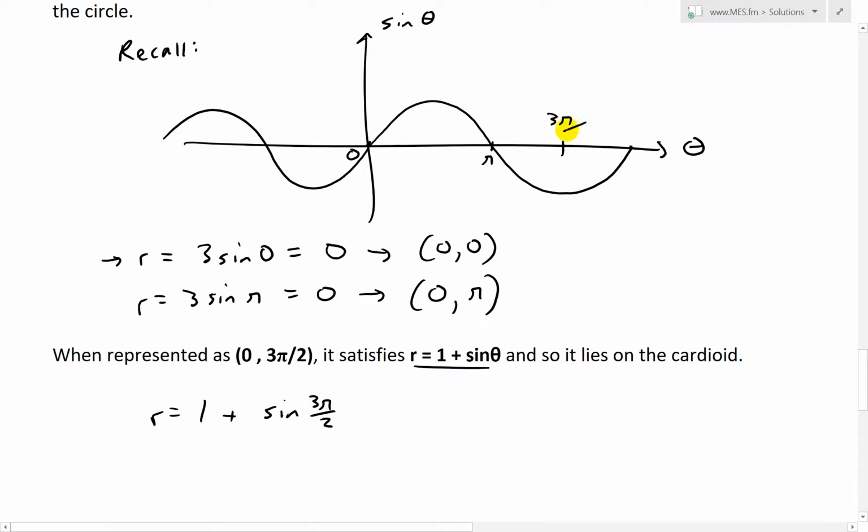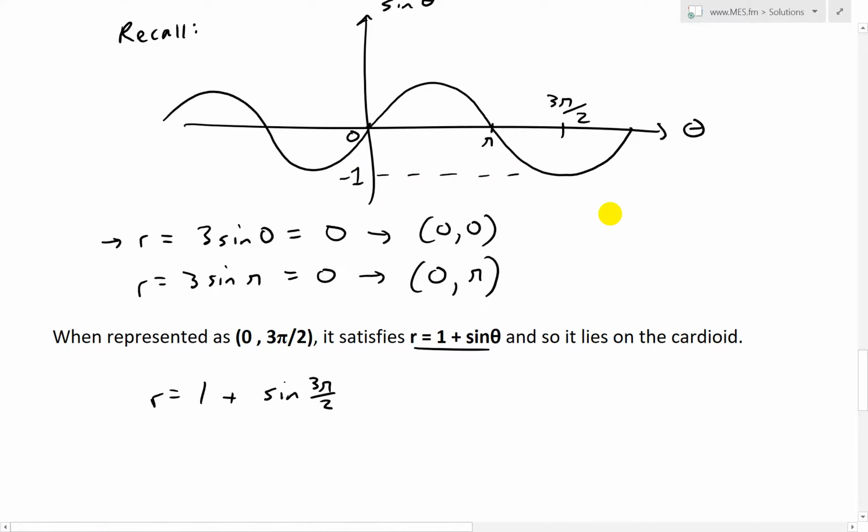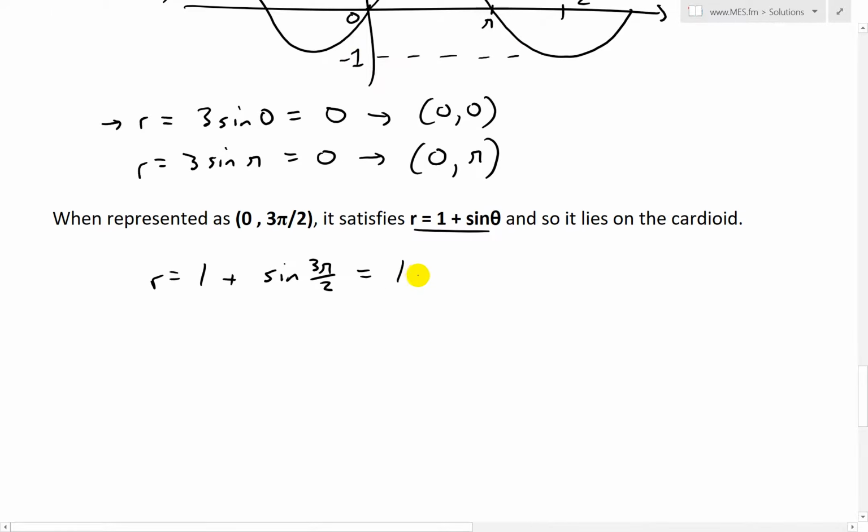This is the third, that's 270 degrees. That's over here. This is at -1 for sine. So this equals 1 minus 1 equals 0, like that. So now this point is 0 at 3 pi over 2. So that means that this is the origin right there.